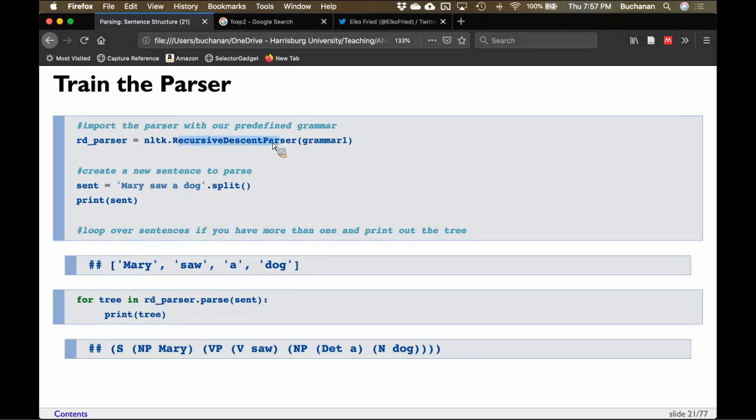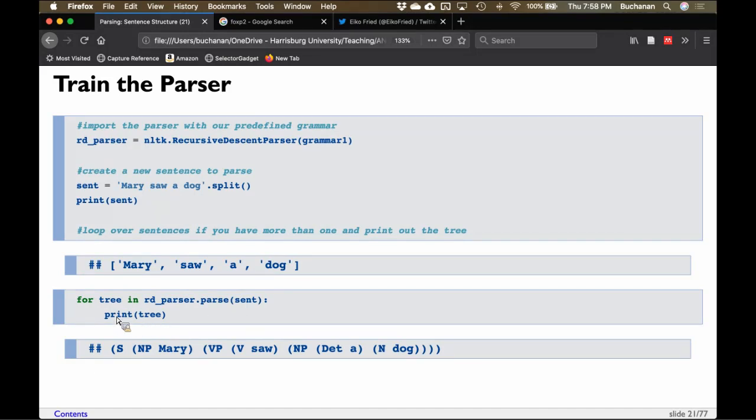All right. So what we would do is train our recursive descent parser, which essentially just means we tell it, here's the grammar, here are the rules. So we're just going to call this RD parser. And we've told it, here are our grammatical rules. Now, you can also use systems that actually train, more machine learning style, and we'll do that next week. I'm going to take my sentence here, Mary saw a dog, and print out the tree. So we're going to use dot parse here instead of dot tag from last week.